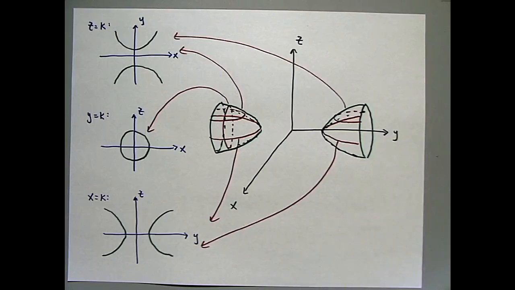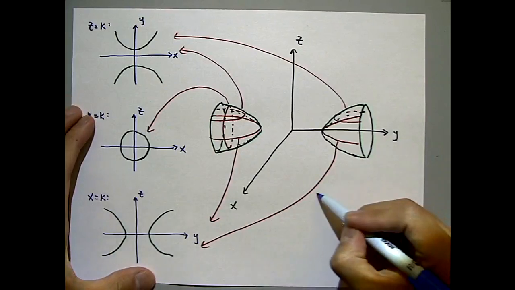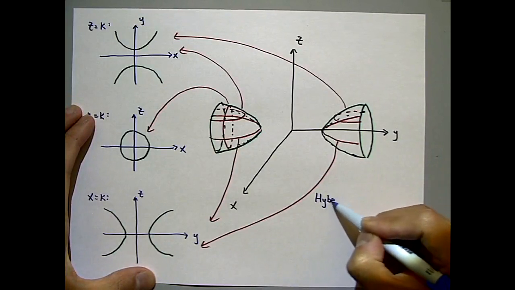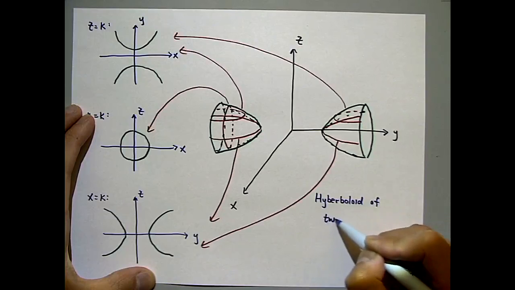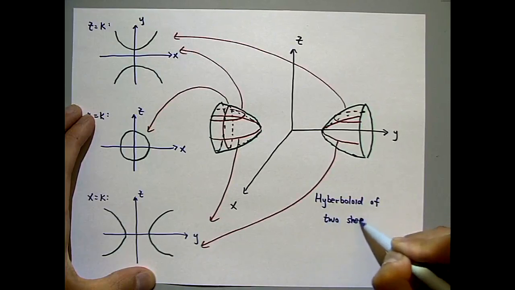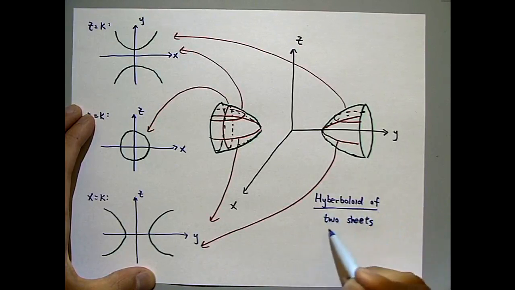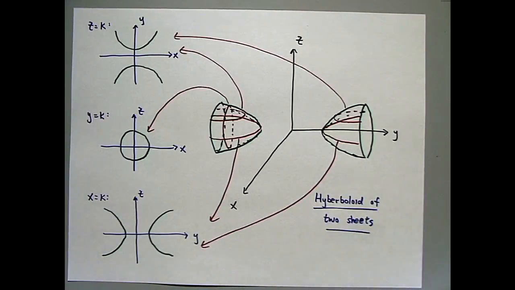Yeah? And the shape, this shape here, this is called a hyperboloid of two sheets. Because what happens here is we have two detached parts to that surface. We call that a hyperboloid of two sheets. Questions?